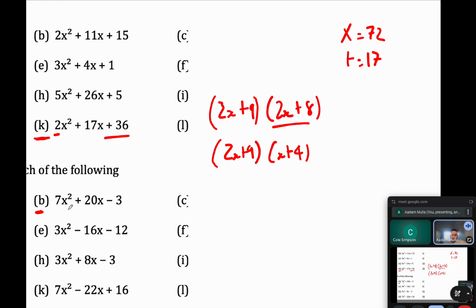We'll take a look at B. What two numbers would you multiply together? 7 and minus 3. Yeah, very good. Okay, you can try that one. Tell me when you've got an answer.